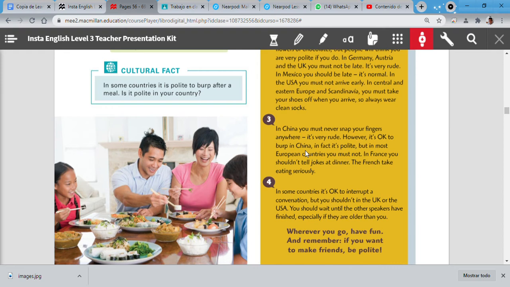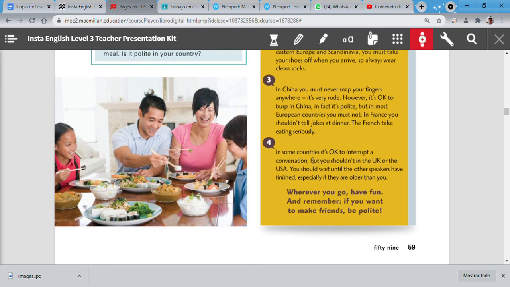In France, you shouldn't tell jokes at dinner. The French take eating seriously. Okay, it's not possible to tell jokes during the dinner. No, in France, it's not polite. So what's the possible title for number three? Excellent, we're talking about food, having a meal.